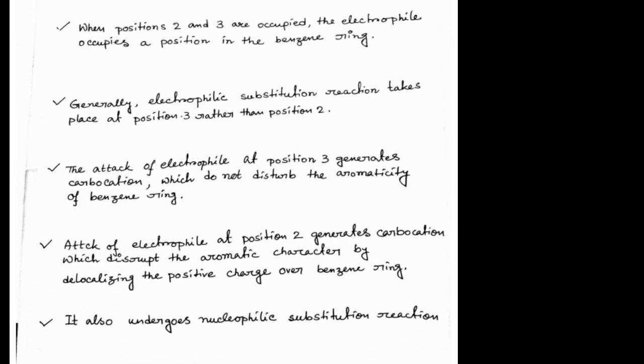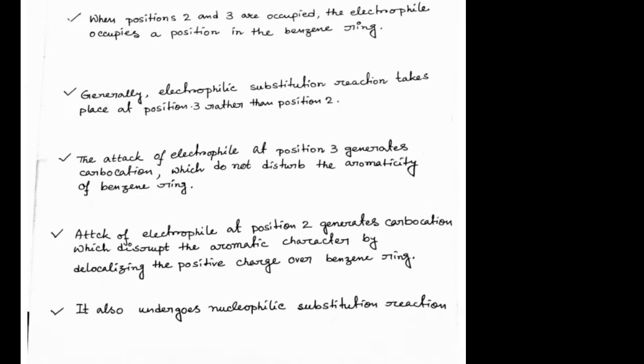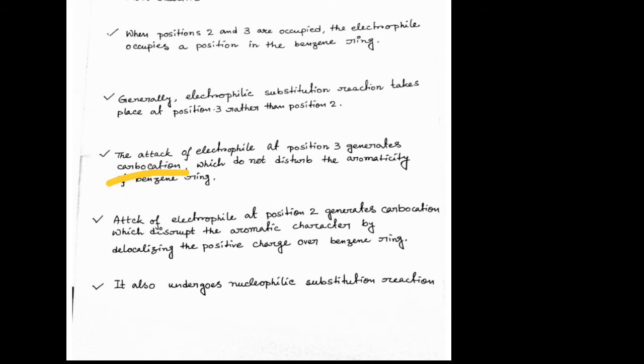There is a specific reason for that, because the attack of electrophile at position 3 generates a carbocation. Remember, it generates a carbocation which does not disturb the aromaticity of the benzene ring. That is why the electrophilic substitution mostly occurs at the 3 position.